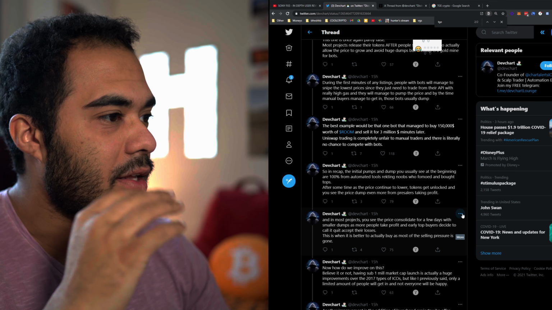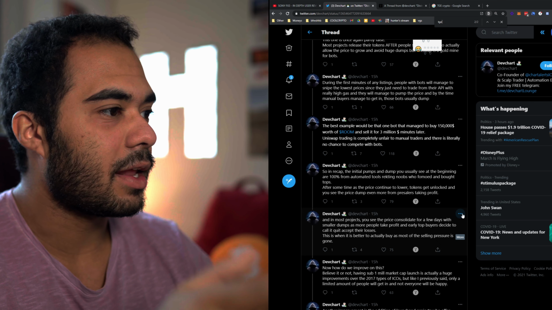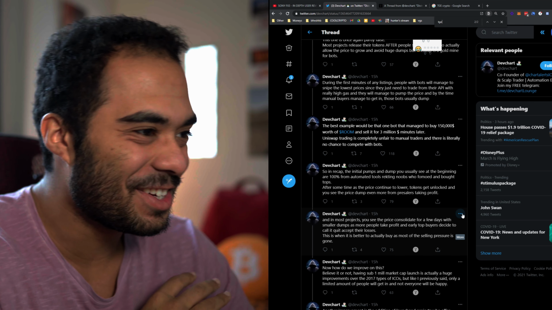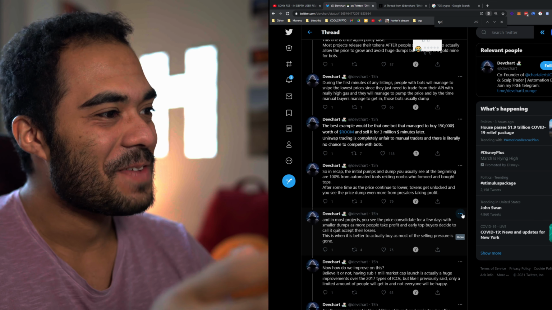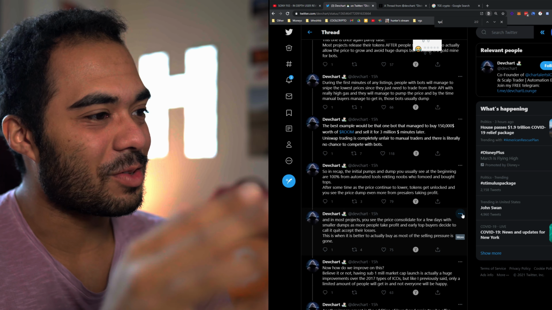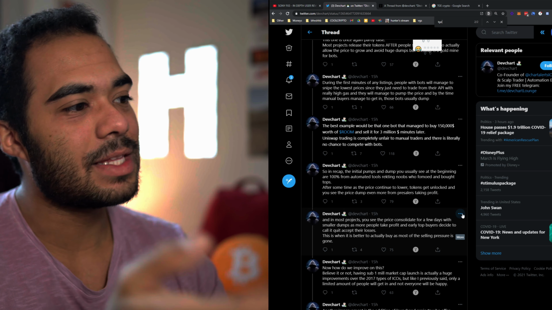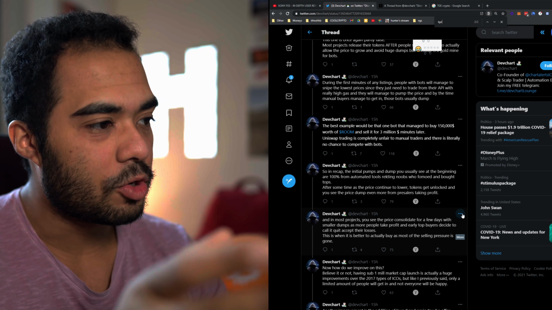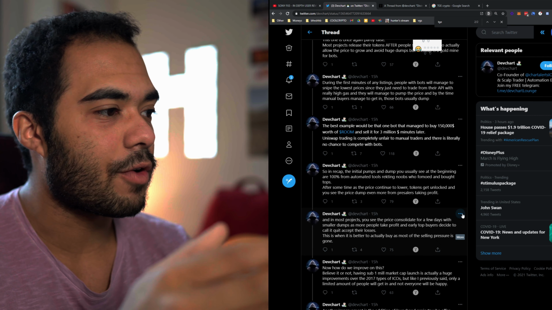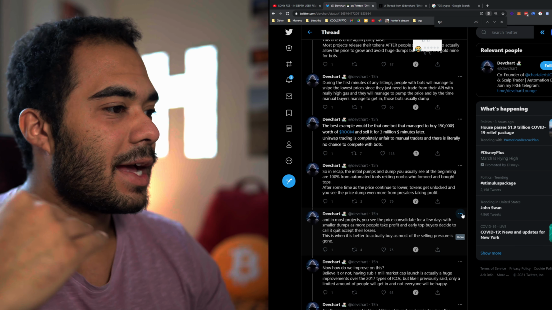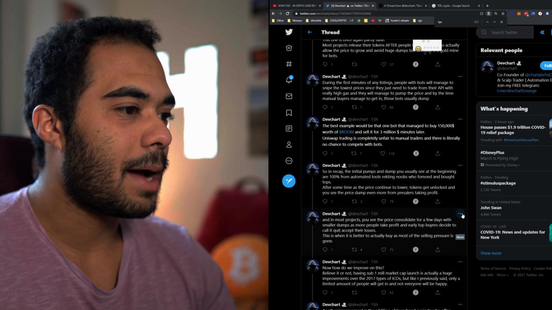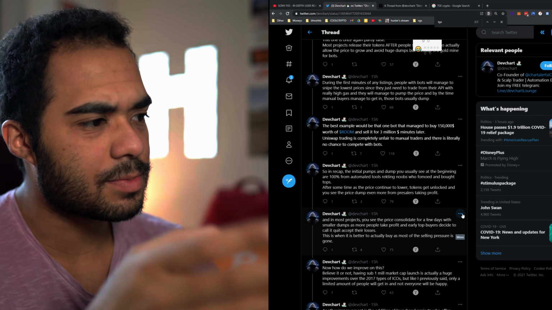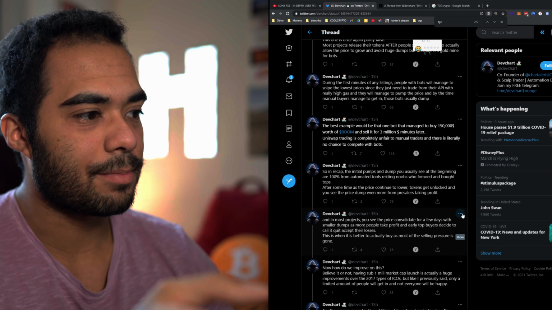So in a recap, the initial pumps and dumps you usually see at the beginning are 100% from automated tools wrecking noobs who FOMO'd and bought tops. After some time, as the price continues to go lower, tokens get unlocked, and you see the price dump even more from pre-sellers taking profit. And in most projects, you see the price consolidate for a few days with smaller dumps as more people take profit and early top buyers decide to call it quits and accept their losses. This is when it's better to actually buy, as most of the selling pressure is gone.